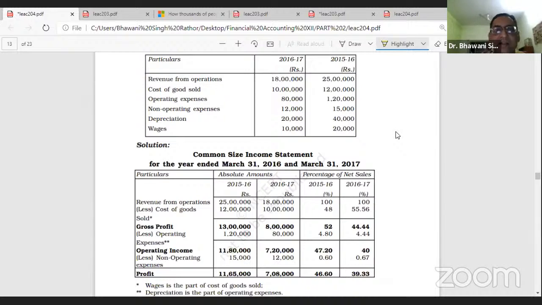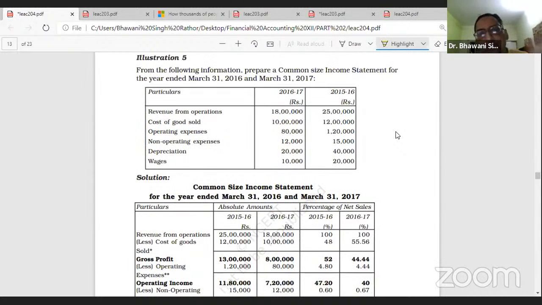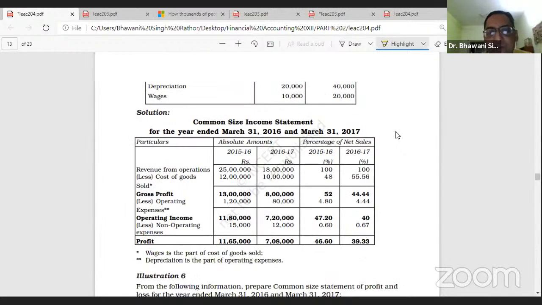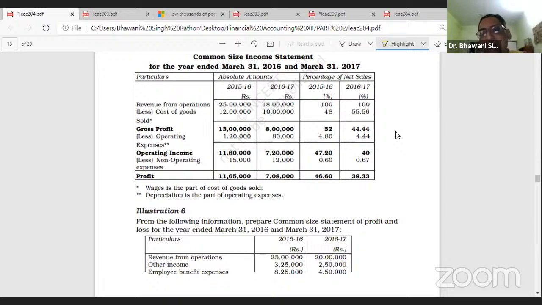For example, this information of the statement of profit and loss is given to you. Illustration 5, the information is given to you. What you need to do is just put this information in this particular format. That is the format of the statement of profit and loss. So you'll write the information: revenue from operations, cost of goods sold, then you get the gross profit, then you subtract the operating expenses to get the operating income, and then non-operating expenses are also subtracted to get the profit.